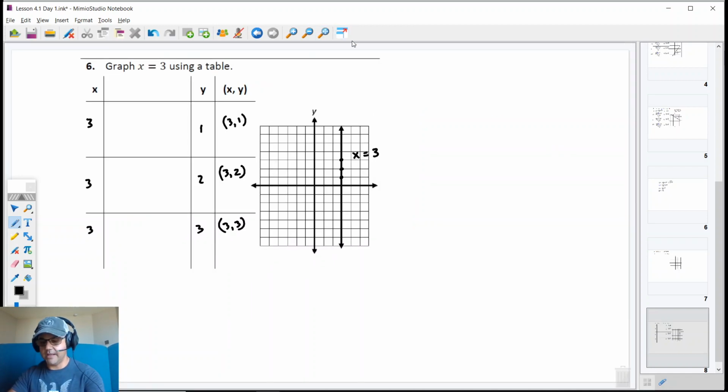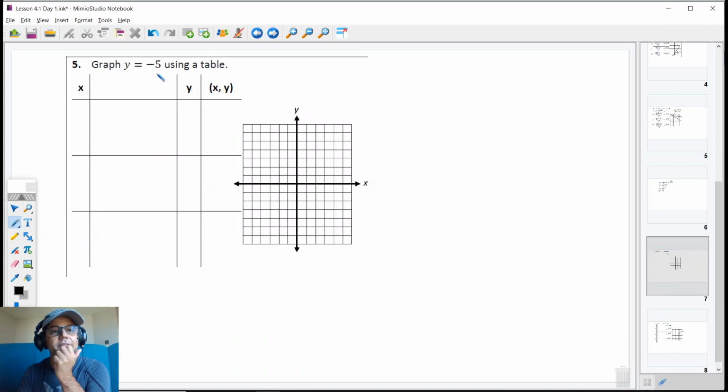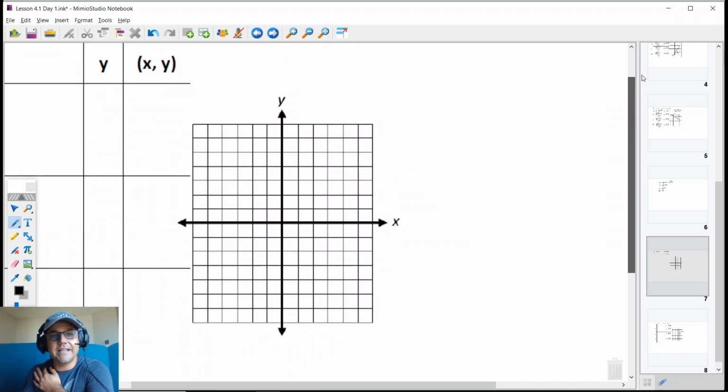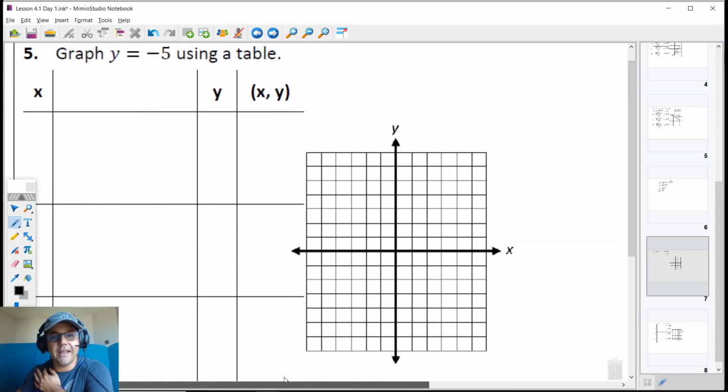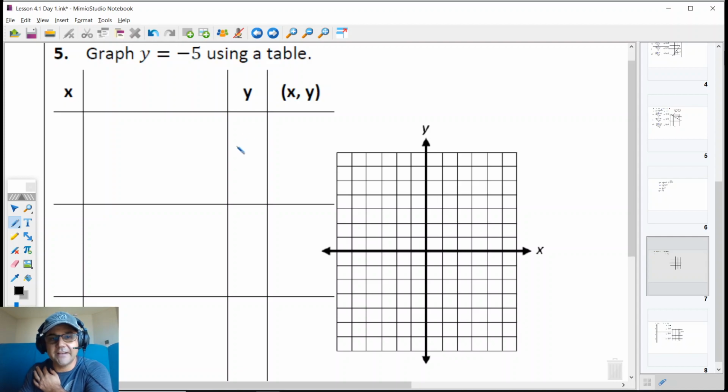All right, last one we're going to look at here is y is equal to negative 5. Now this one, notice it does not tell us about x, it tells us about y. So on my data table, I'm going to go ahead and identify y is negative 5. All the y's are the same because it tells me y equals negative 5. So my x's are going to be anything I choose. I choose 1, 2, 3.